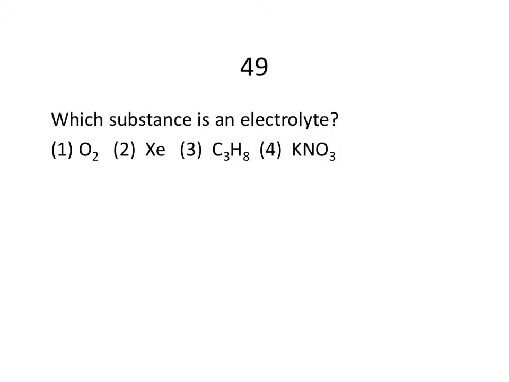In this one, we want to take a look at what is an electrolyte. Remember, electrolytes are either acids, bases, or salts. Let's go ahead and eliminate first what is not an electrolyte. Well, an electrolyte cannot have a covalent bond because covalent bonds do not form ions. So we can eliminate O2. We're going to eliminate Xe. And we can eliminate C3H8 because that's a covalent bond. So the only thing left over is KNO3.